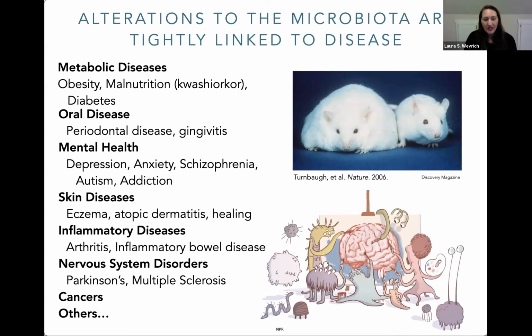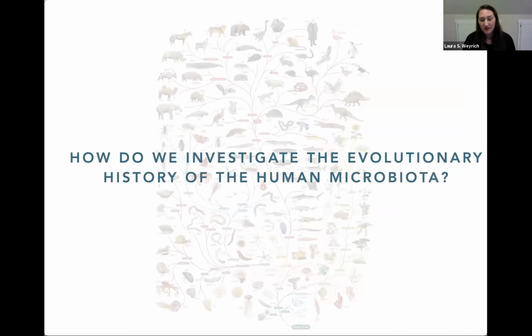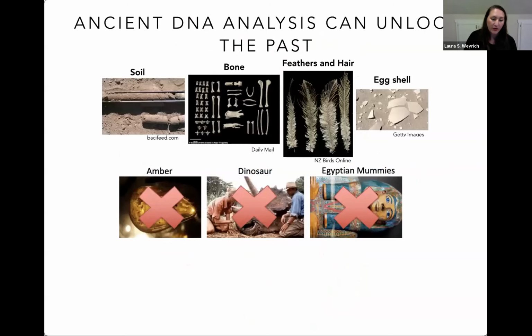So understanding the origins of these microorganisms and how they may have co-evolved with humans or may not have, becomes an incredibly important question. We need to understand not only the evolutionary history of the human, but also of its microorganisms. And by doing so, we'll probably be able to understand more about the origins of health and disease. So there's many different tools we can utilize to study the evolutionary history of the human microbiota. And the tool that my team uses most commonly is called ancient DNA analysis.